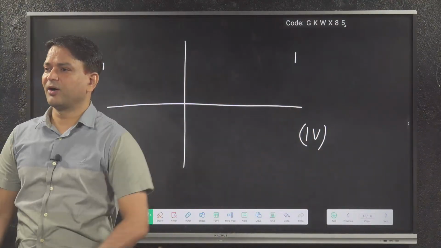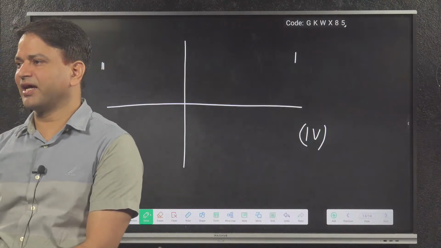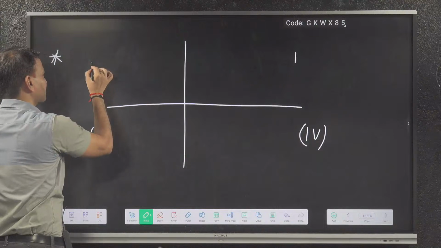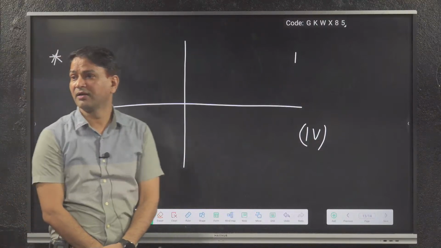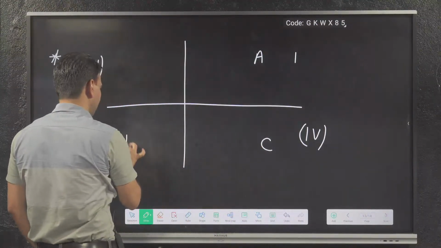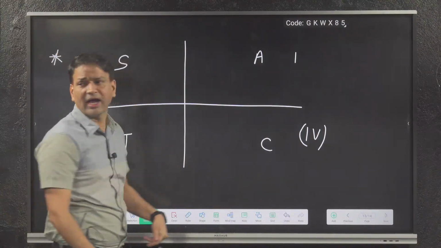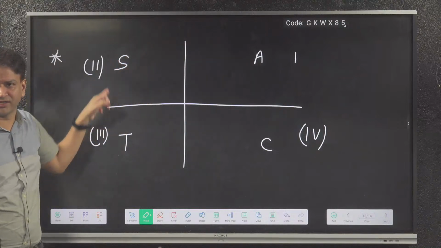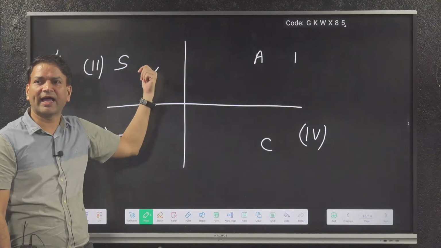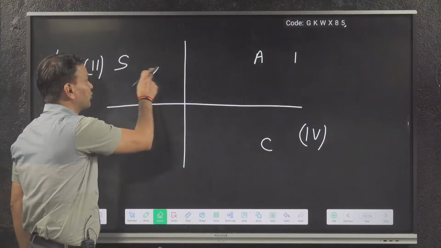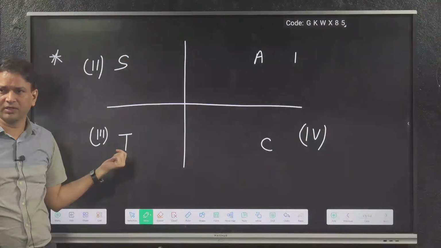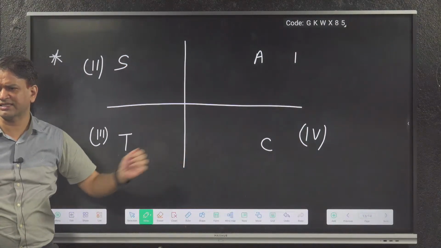Everybody has mugged up All Silver Tea Cup, or ASTC: which quadrant sine is positive, which quadrant cos is positive. A means all positive, first quadrant all positive. S means sine and its reciprocal cosec, so in the second quadrant sine is positive. In the third quadrant tan is positive, and in the fourth quadrant cos is positive. I think everybody has the idea.